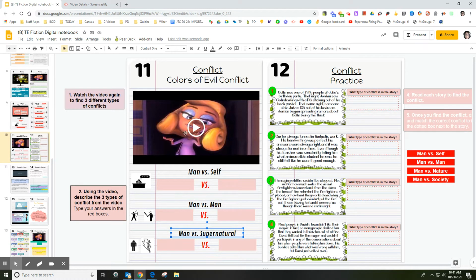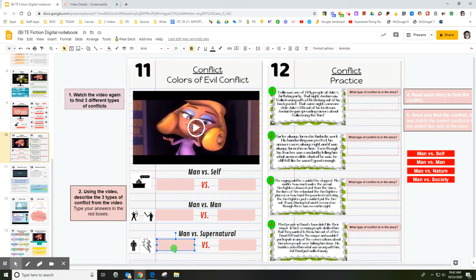So as you're watching it, when you find the man versus self conflict, you're going to write the man definition. So who is it against and why are they against themselves? So explaining why is that man fighting against themselves. Then you'll find one that's man versus man. So this one's the easiest to find. So what person is against the other person?